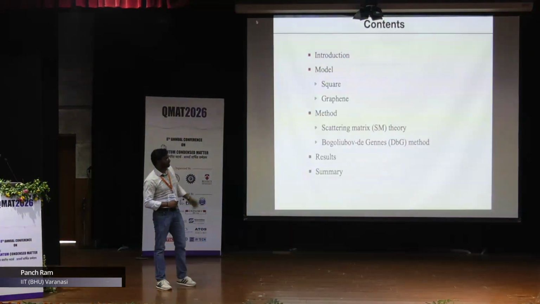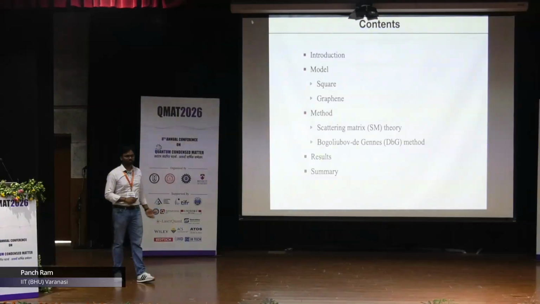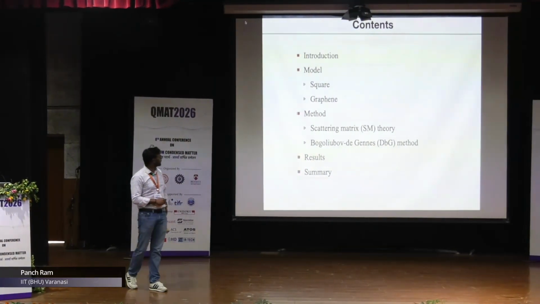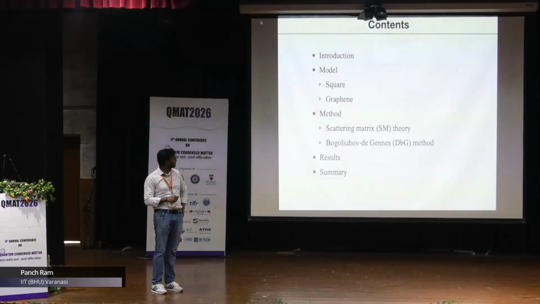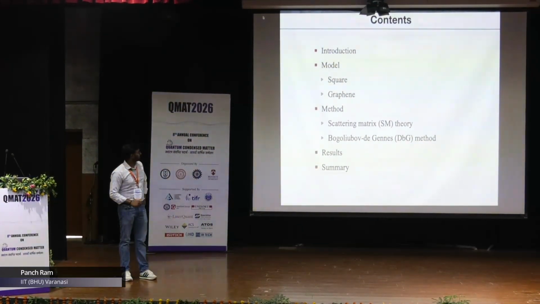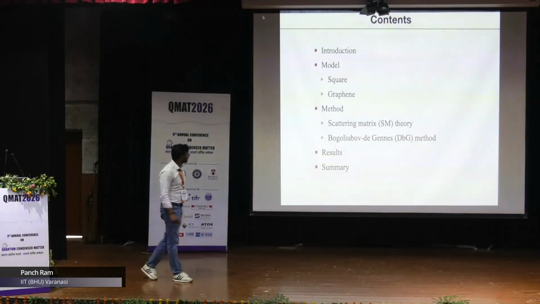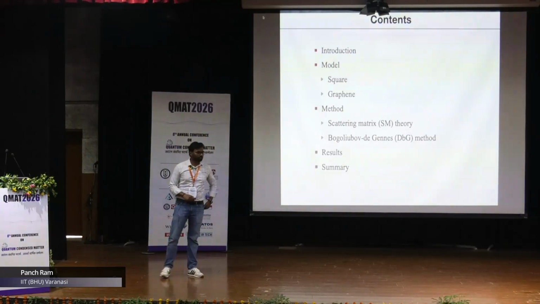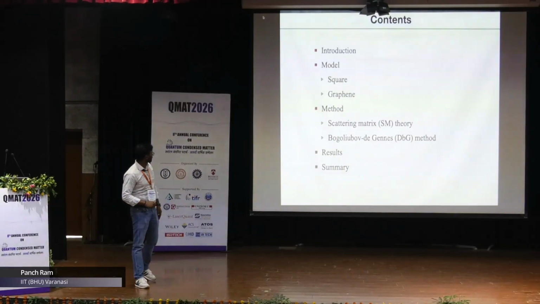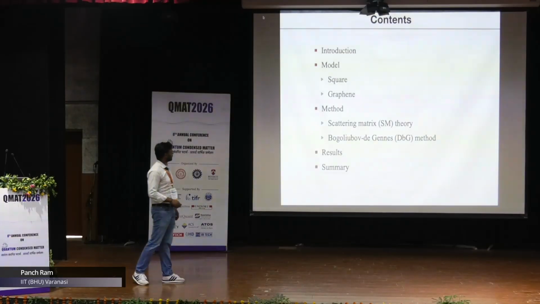So here are the contents. First, I will give an introduction, which I think is better for the students. Then I will model the system, using square and graphene lattices. Then the method we mostly use, the scattering matrix theory, and of course the Bogoliubov-de Gennes equations in particle and hole space, which complement the scattering matrix theory. Then the results, and later I will summarize.